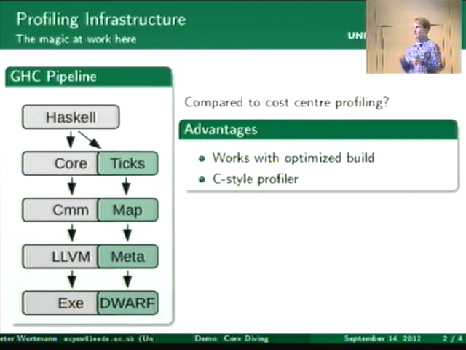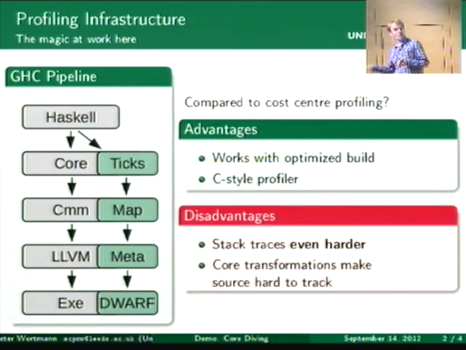I can actually do something that C profilers do, which is looking at the instruction pointer and working from there. I'm actually competitive with that. Disadvantages of that: stack traces are already pretty hard with cost centers, getting the semantics quite right. From the low-level point of view that I'm taking, it gets even harder, which is bad.